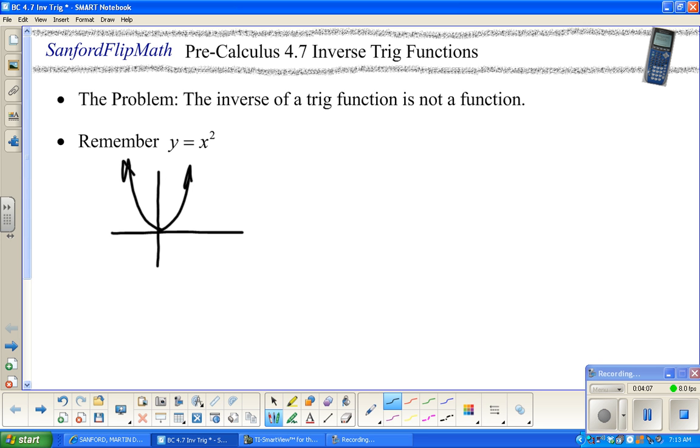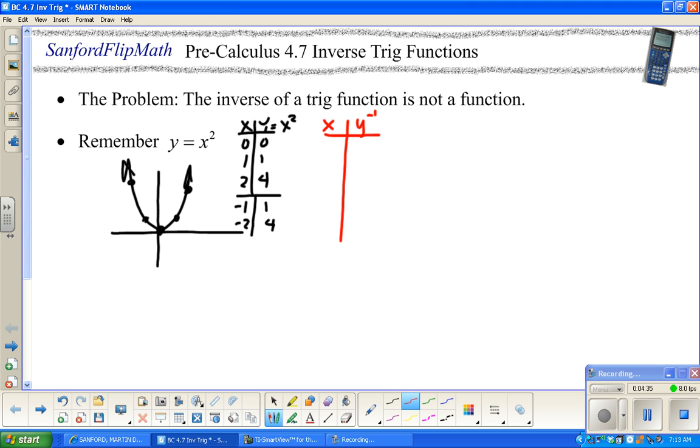If I take these ordered pairs, let's say I have 0, 0, 1, 1, 2, 4, this is y equals x squared. If I want to do the inverse of this, so let me do -1, 1, and -2, 4 also. If I want to do the inverse of this, x and y inverse, and I don't mean the reciprocal here, all I'm going to do is switch the x and y values.